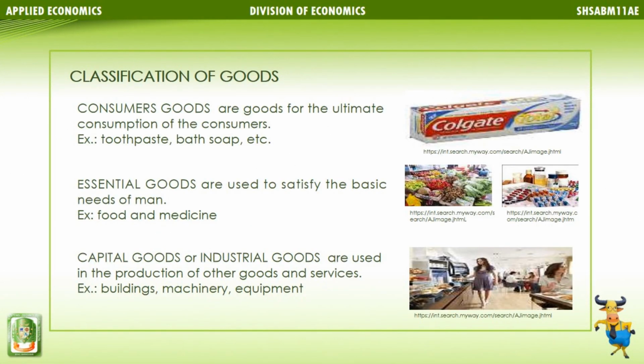We have classifications of goods. Consumer goods are goods for the ultimate consumption of the consumers. Take for example the toothpaste, the bath soap, etc. Another is the essential goods that are used to satisfy the basic needs of men. For example, the food and the medicine. Still another is the capital goods or industrial goods, which are used in the production of other goods and services. Examples: buildings, machineries, and equipment.